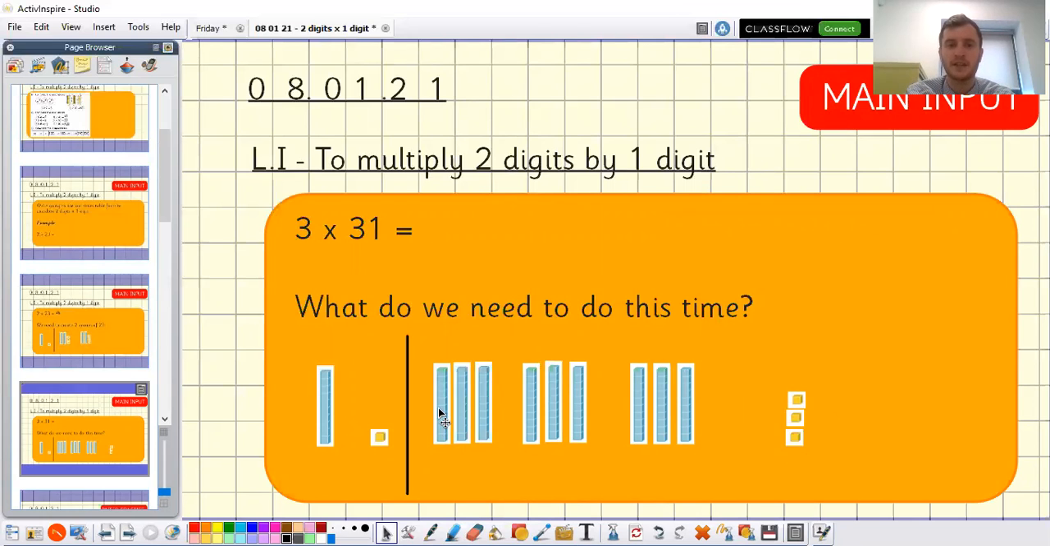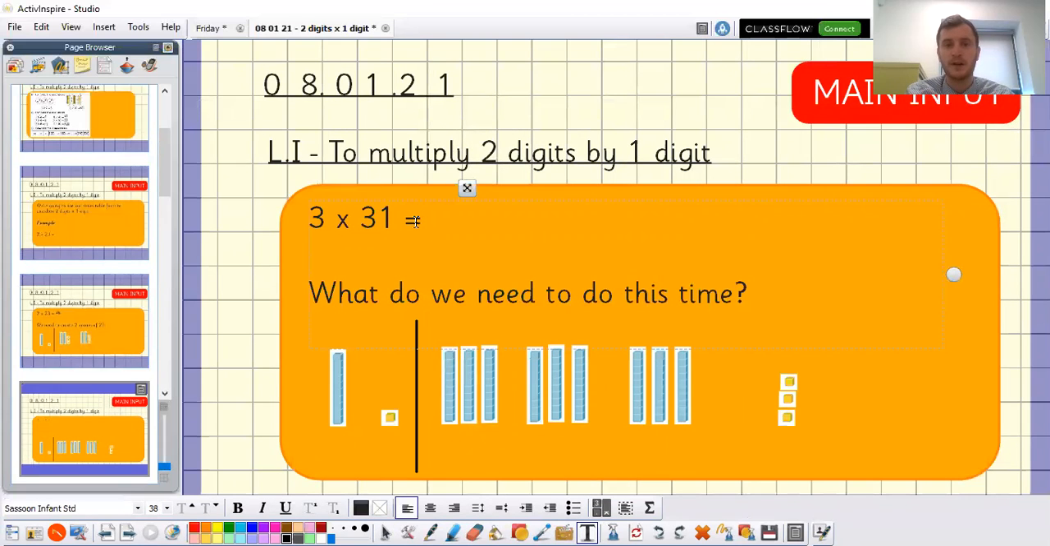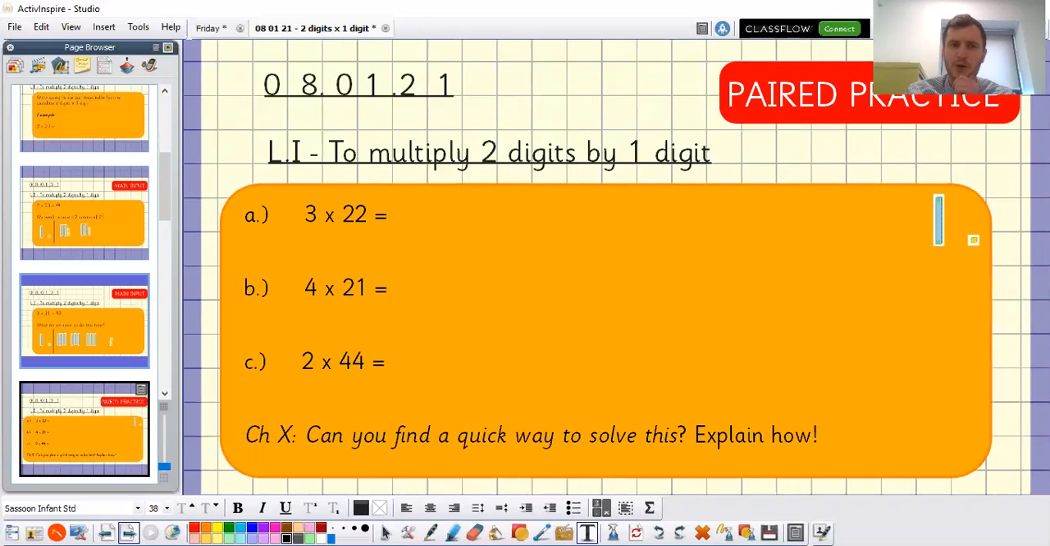Start by counting in 10s. 10, 20, 30, 40, 50, 60, 70, 80, 90, and we have 91, 92, 93. So well done if you had that as well. Our answer is 93. 3 times 31 is 93. Now, if you're still not sure, I would recommend pausing the video there, perhaps go back, have another look at those two questions and see if you can work alongside them.